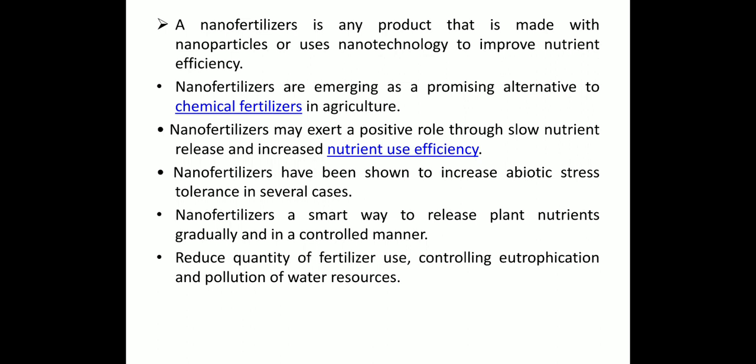They reduce the quantity of fertilizer used, controlling eutrophication and pollution of water resources. This is also a purpose of nanofertilizer, especially regarding eutrophication, where a large amount of fertilizer is released into water bodies. Then different gases are emitted, and the concentration of phosphorus and nitrogen has increased in the water bodies, which will be reduced by use of nanotechnology or nanofertilizers.